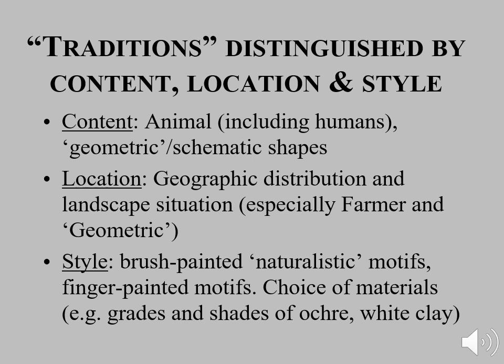So we can distinguish traditions by three criteria. What the art comprises, in other words, the subject matter. Is it animals? Is it geometric or schematic shapes? The location, where do we find the art tradition? Geographically and in the landscape. And then thirdly, the style or the manner of depiction. Is it brush painted naturalistic motifs? Are they finger painted? What kind of materials were used? Different kinds of ochres, different ways of preparing the ochres, and other materials used such as charcoal and white clay.